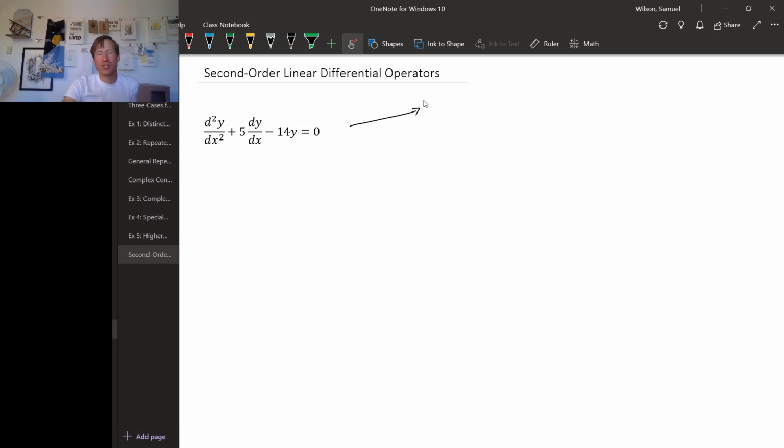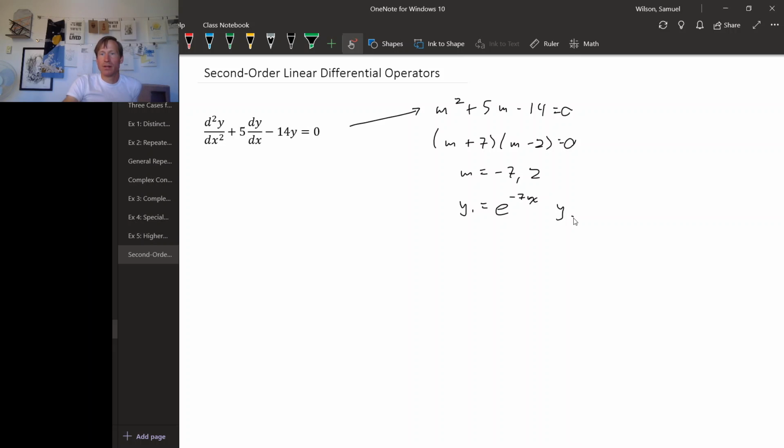We can translate this into a characteristic equation, which would give us m squared plus 5m minus 14 equals 0. And this factors, this is m plus 7 times m minus 2 equals 0. And so this gives us m is minus 7 or positive 2. And that means we have two linearly independent solutions. The first one is e to the minus 7x. And the second one is e to the 2x.